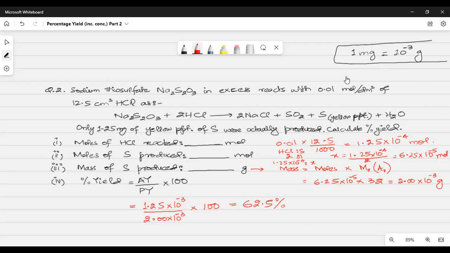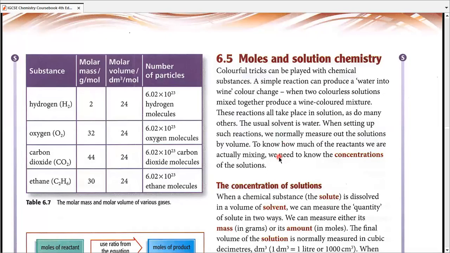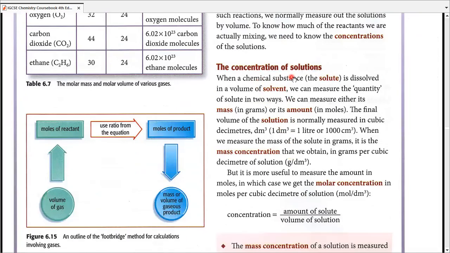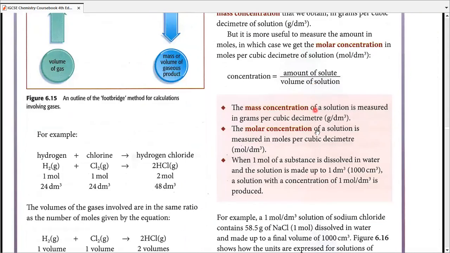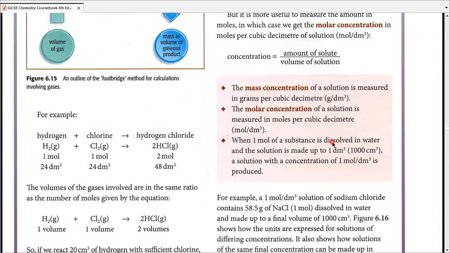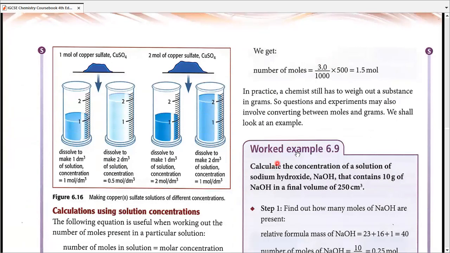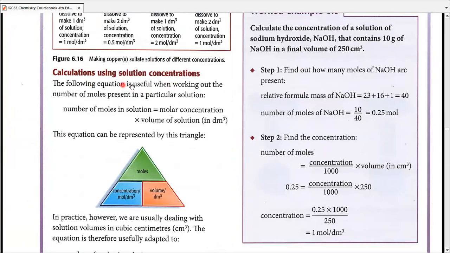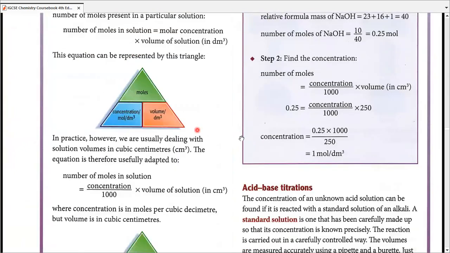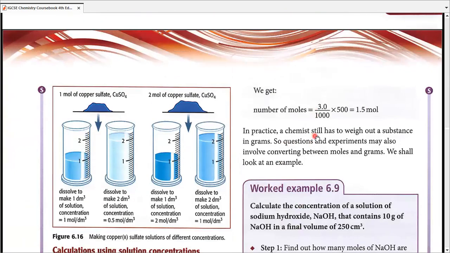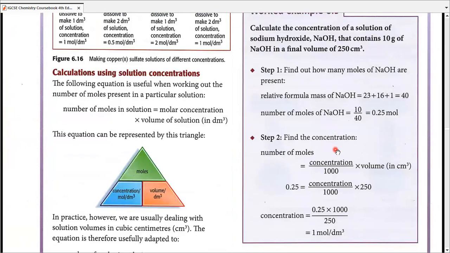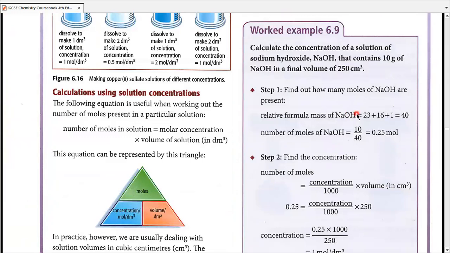So I'm going to stop sharing. Last time, when we started off with the 6.5 moles in solution chemistry, we were supposed to do concentration of a solution. And as per this big pink portion, we were supposed to go with mass concentration and molar concentration separately, and how to convert one type into another. We needed to know how to make calculations using solutions, and we have a worked example over here, which is pretty easy. We went with examples like this already.